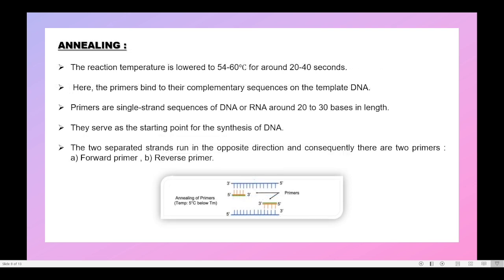After denaturation, the annealing process takes place. In this process, the reaction mixture is lowered to 54 to 60 degrees Celsius for around 20 to 40 seconds. Here, the primers bind to their complementary sequence on the template DNA. Primers are single-strand sequences of DNA or RNA around 20 to 30 base pairs in length. They serve as the starting point for the synthesis of DNA. The two separated strands run in opposite directions and consequently there are two primers. One is the forward primer and the other is the reverse primer.